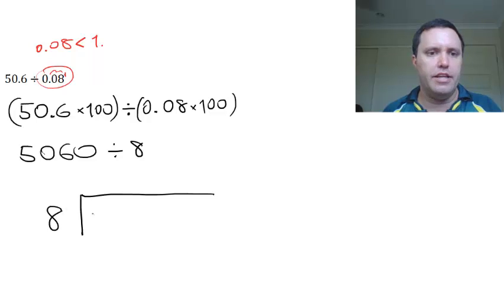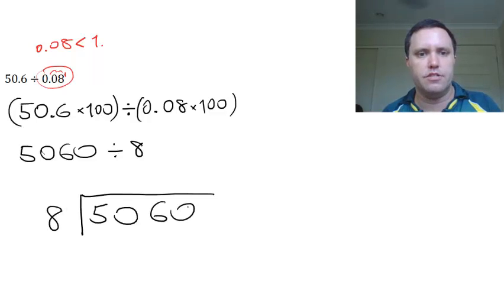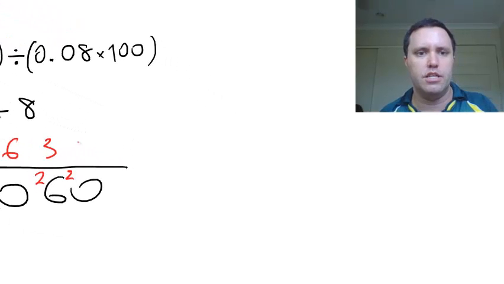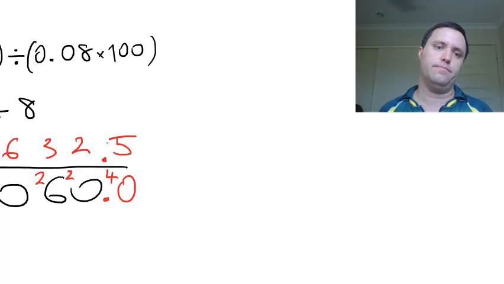So I'll have 8 here and 5060. Now 8 into 5 is nothing. 8 into 50 is 6, remainder 2. 8 into 26 is 3, remainder 2. 8 into 20 is 2, remainder 4. 8 into 40 is 5. Done. Okay, so that'd be the same answer as the other one.